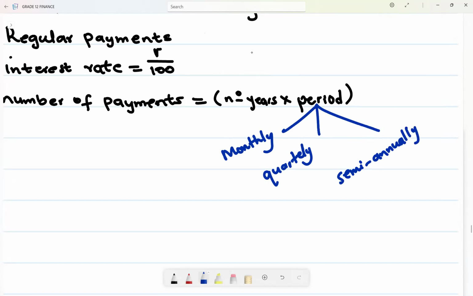Semi-annual is the same as half yearly. Okay, half yearly. Oh yeah, so if it is invested for 5 years, you have to multiply that by quarterly. Quarterly, you multiply by 4. Monthly, it is 12. Semi-annual or half yearly, it is 2. So you multiply by whatever period you are given.